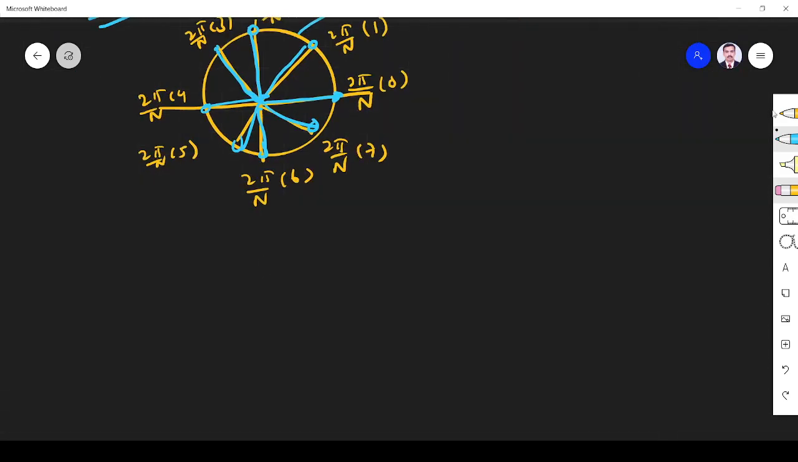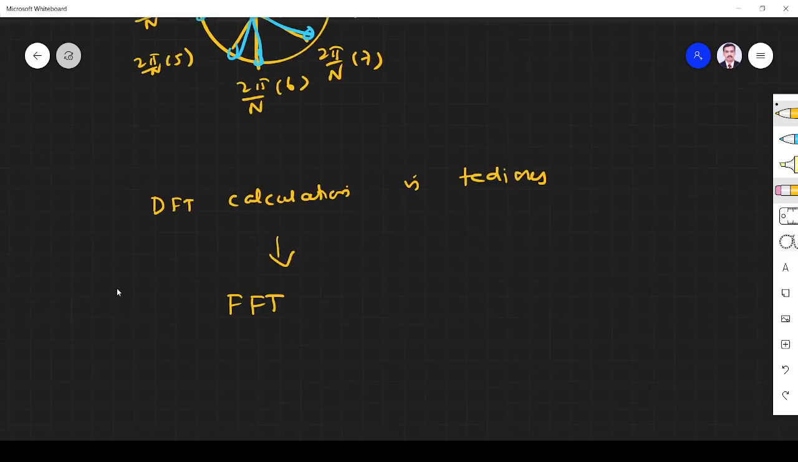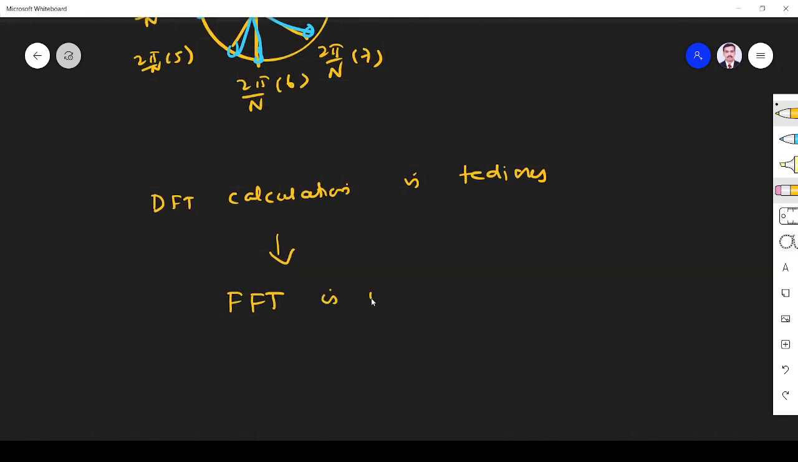Next one, here it is the DFT. So the DFT spectrum is discrete in nature. DFT calculation is tedious, so to make it simple, we go to FFT. FFT is not a transform. It is an algorithm to find the DFT.